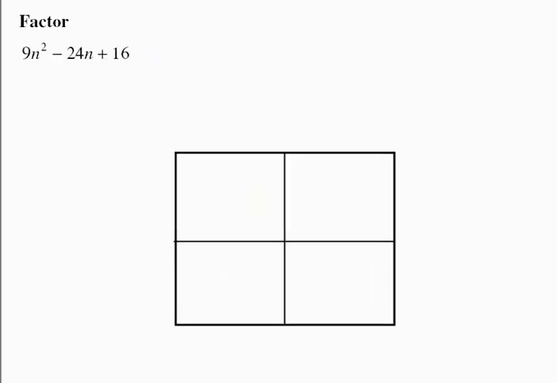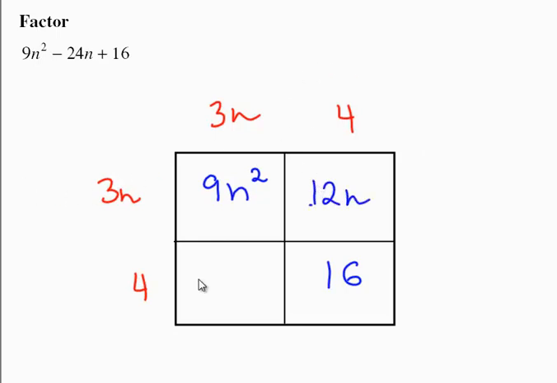Over here, we're going to start filling out our box. We have 9n squared and 16, and just like in the previous example, we noticed that both of them are perfect squares. So in order to have a square with area 9n squared, I need 3n by 3n. And then in order to have a square with area of 16, I need 4 and 4. And using 3n and 4, I get 12n and 12n.